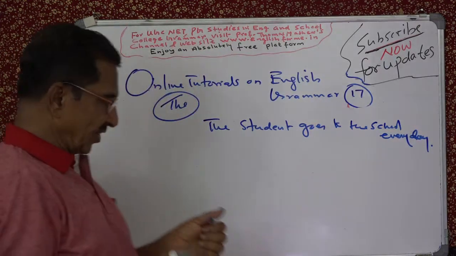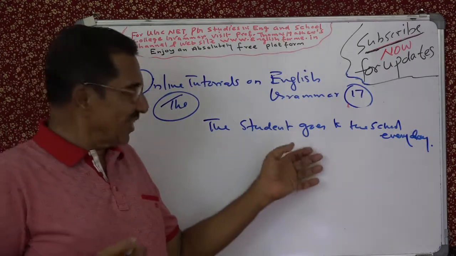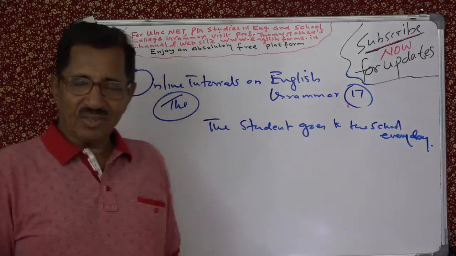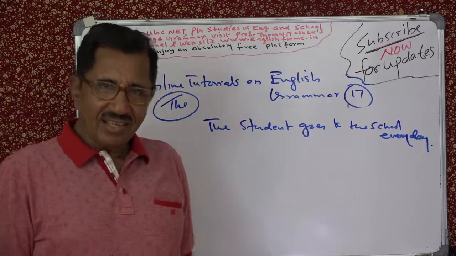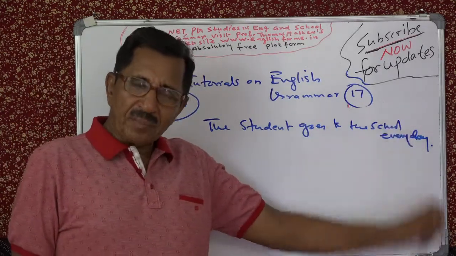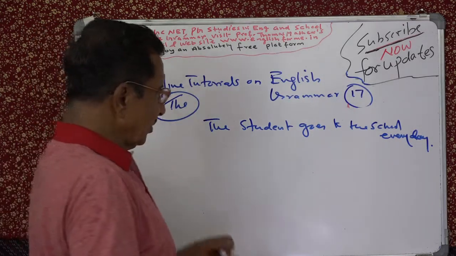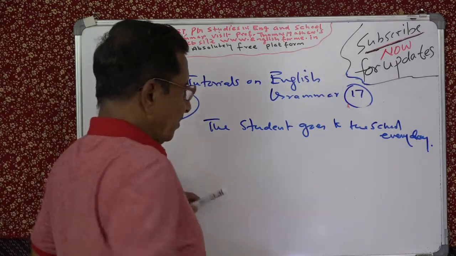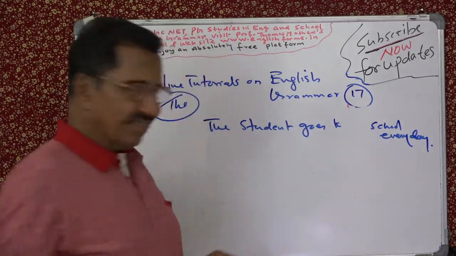Suppose you get a sentence like this. You will say, very good, nice. There's no error, because the student is a very regular student, he goes to the school every day. But here, grammatically it is wrong. Why? Because the student is going to school for the purpose for which the building exists. So, you need not use the. So, now the sentence is correct.